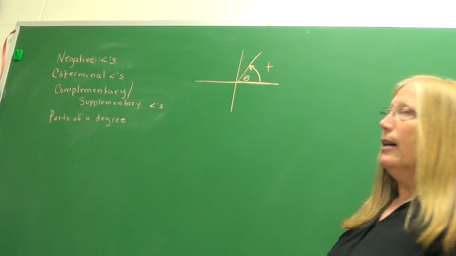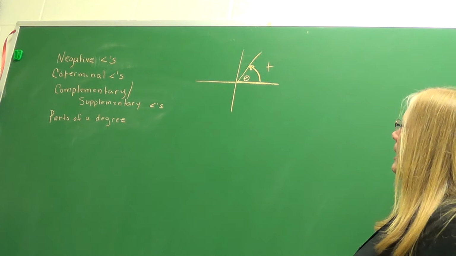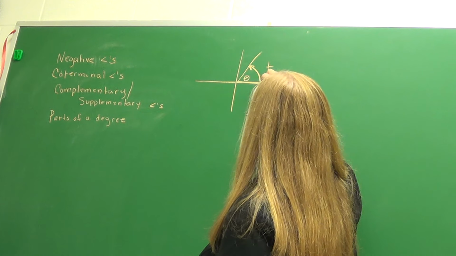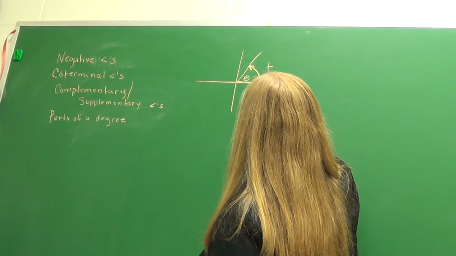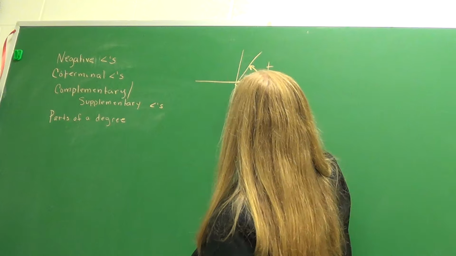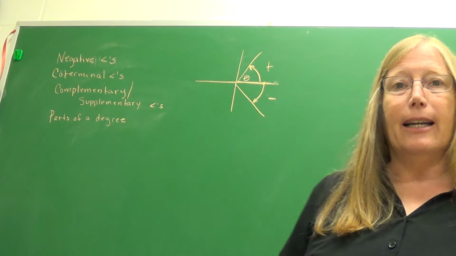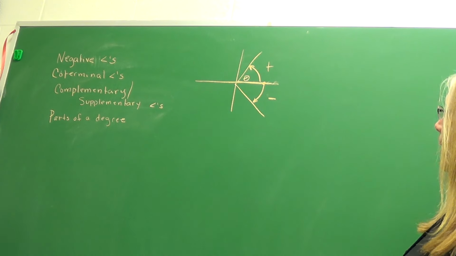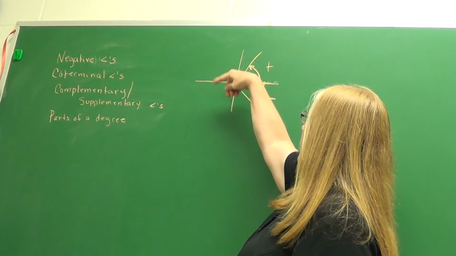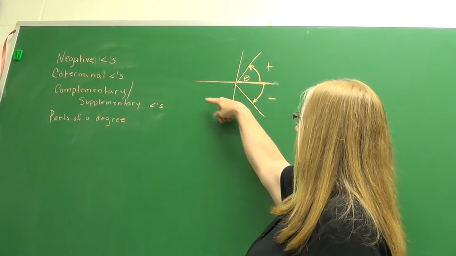So I use theta for my angle symbol normally, and if it starts here at the positive x-axis and goes like the clock, clockwise, it's negative. That's arbitrary, but we had to decide one way or the other, so a positive angle will go in this direction, and the negative angle will be measured in the opposite direction.